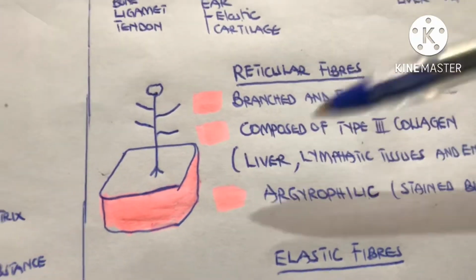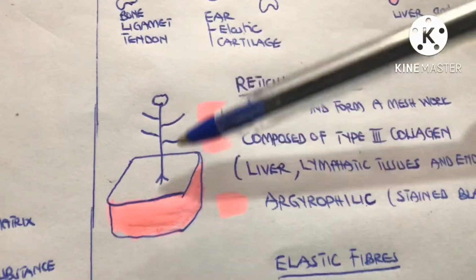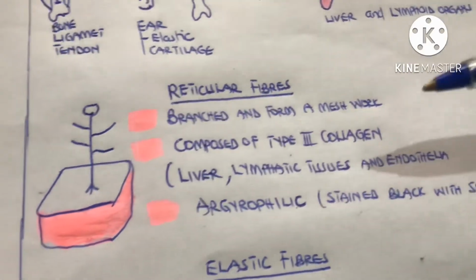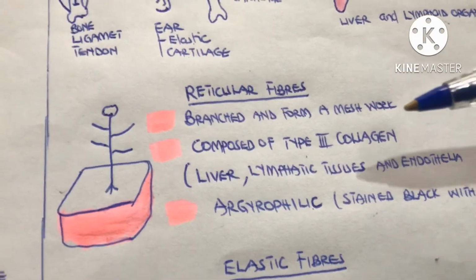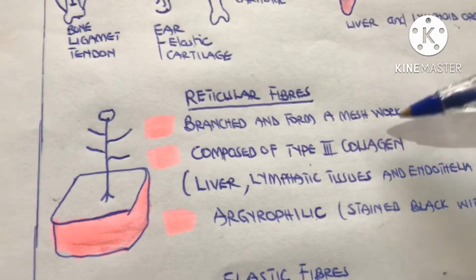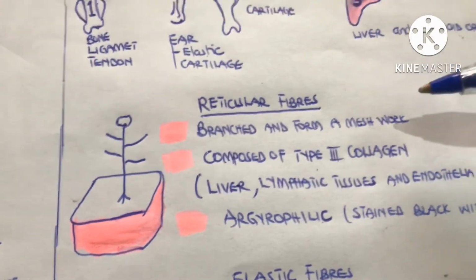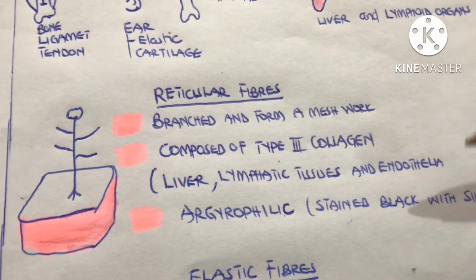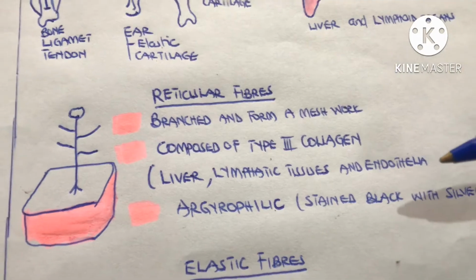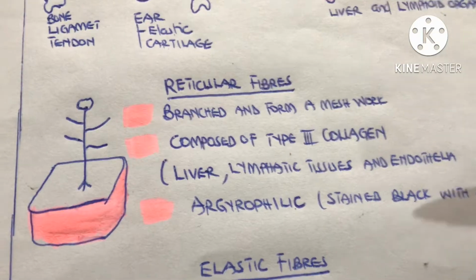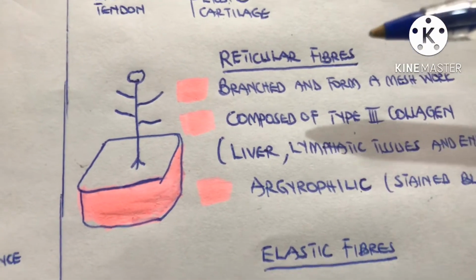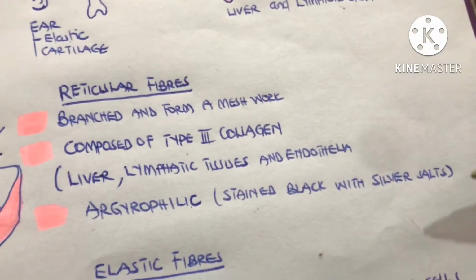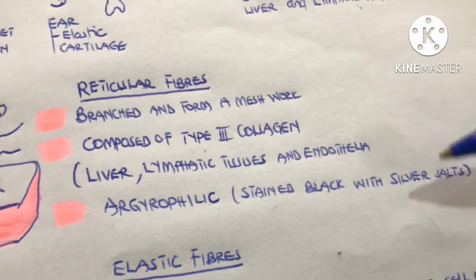When you take the reticular fibers, they are branched. They are very thin and branched, and as I said, they contain collagen type 3. Because they are branched, they also form a meshwork. They can be found in the liver, the lymphatic tissue, and also the endothelium, that means within the blood vessels. One thing about these reticular fibers is that they are argyrophilic because they stain black with silver stain.